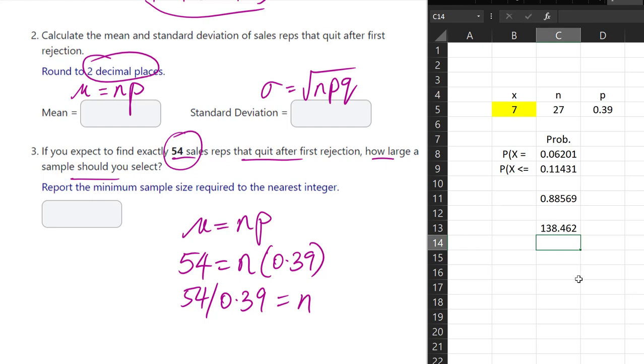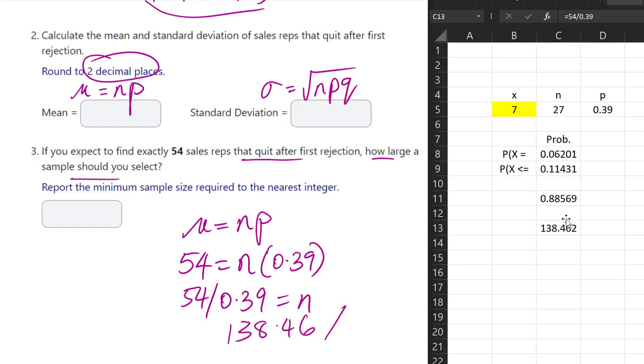Now, if you round that, it will be 138. But if you do 138 times 0.39, you will get less than 54. So you won't be able to get 54 salespeople. So you have to round it up to the next integer, 139, in order to get the sample size required. And that's it.